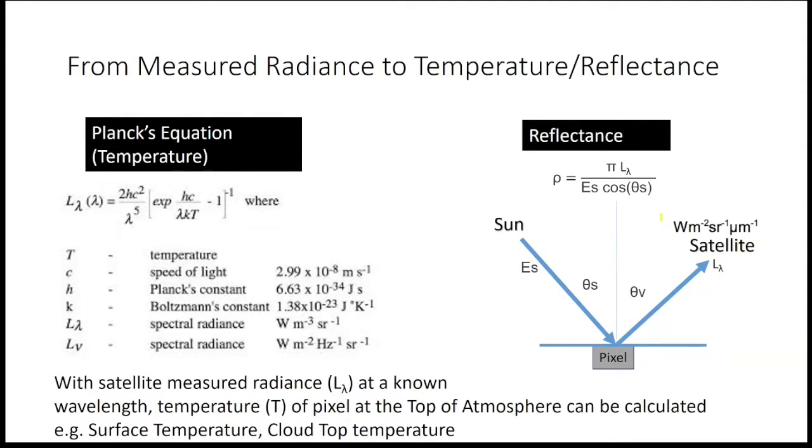So this L sub lambda is measured by the satellite. The E sub S is a known value, which is the amount of radiation that comes from the sun at that particular wavelength. Everything has to be scaled by solar zenith angle, which becomes absolutely key. So again, the key thing to keep in mind is the satellite measures a radiance. It can either be converted to temperature or it can be converted to reflectance.